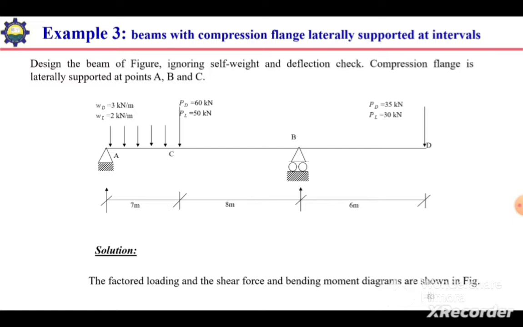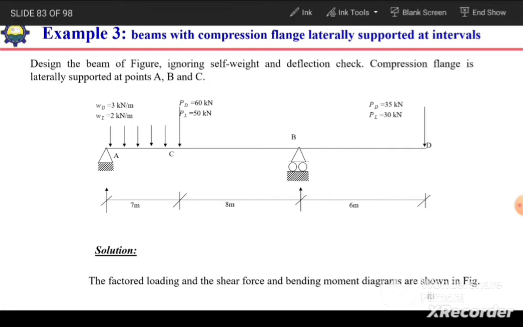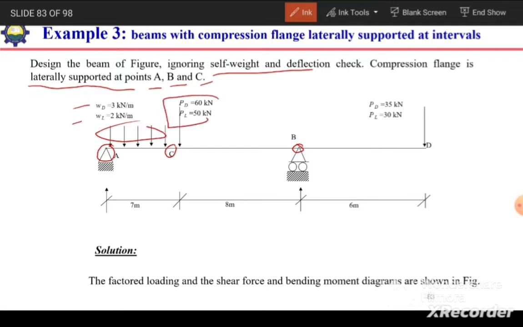To design the beam of the figure, ignoring the self-weight and deflection check, the compression flange is laterally supported at points A, B and C. So we are given a beam which is laterally supported at point A, at point C, and at point B, and it is subjected to a uniformly distributed dead load and live load over this area. A point load is acting at a distance of 7 meters at point C, and a point load is also acting at the free end of the cantilever portion.